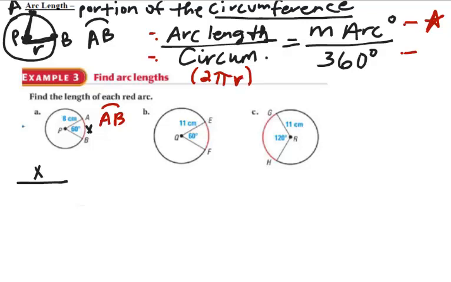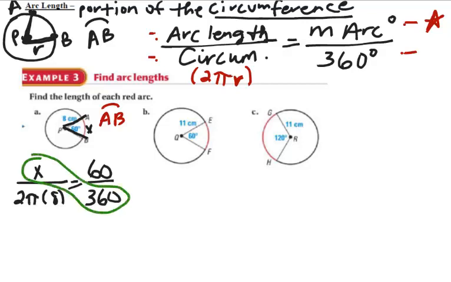So we've got the part over the whole, 2 pi times the radius, 8, equals degree measure of the part. Well, the degree measure that is cutting out that arc is 60 degrees. That's the degree measure of the angle that's cutting out, or intercepting, that arc that we want. So it's 60 over 360. And if you remember how we solve proportions like this, we cross multiply.